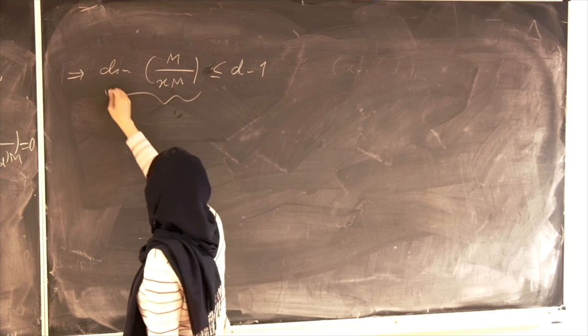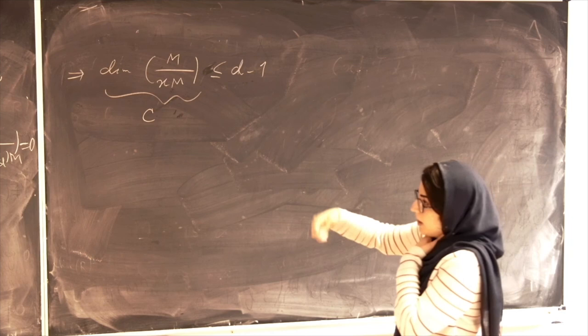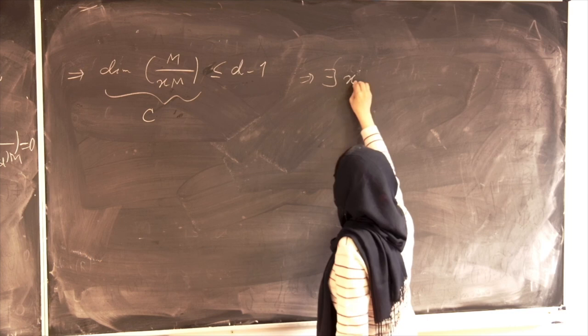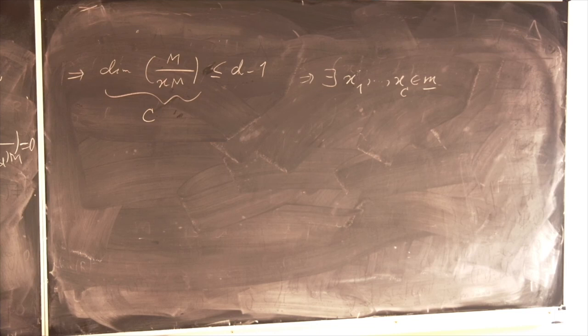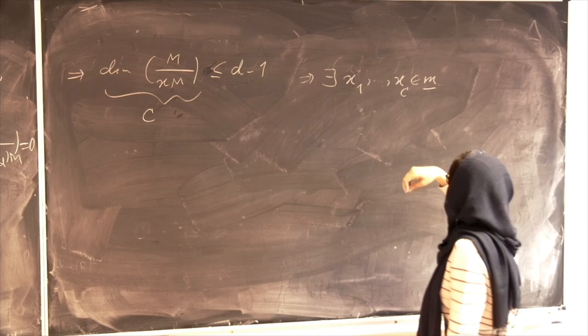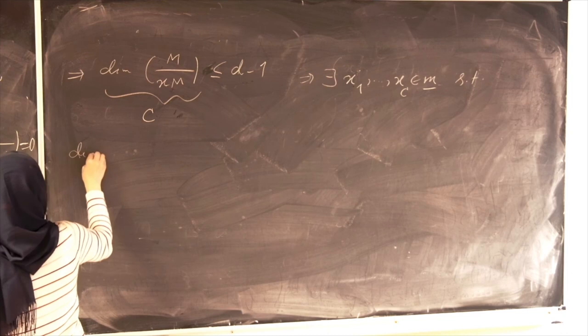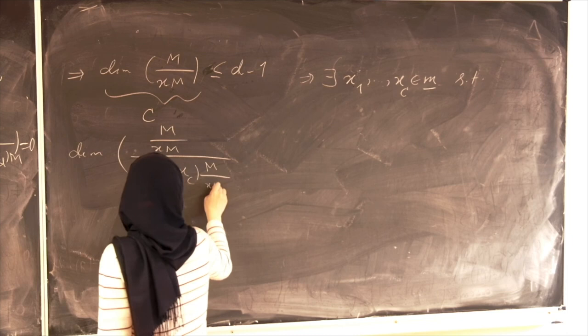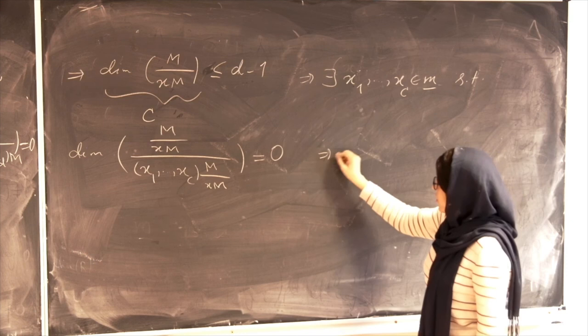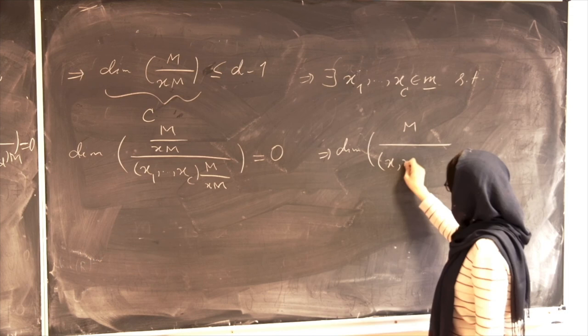I call this dimension c. So I can use the induction hypothesis to say that there exist x1 up to xc in the maximal ideal, again homogeneous in the graded case, like case one, such that the dimension of this module, modded out by this sequence times the module, is zero. But this dimension is exactly the dimension of M mod (x, x1, up to xc)M.